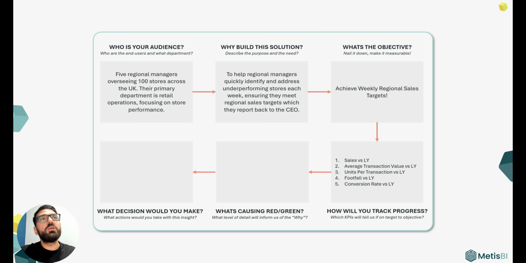We also need to see units per transaction so we can understand, are customers buying into bundles? Are our salespeople cross-selling additional items to increase UPT, which increases sales? Also, we need to be able to monitor footfall as well as the conversion percentage, and they really emphasized conversion percentage as being one of the key KPIs they need to have full visibility over.